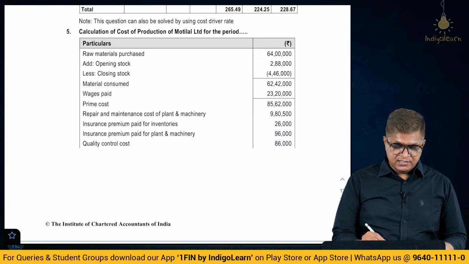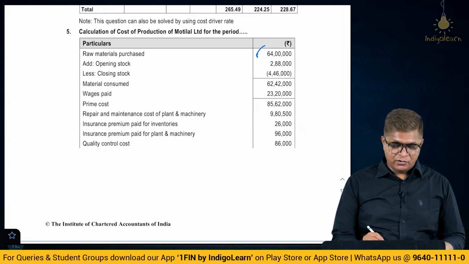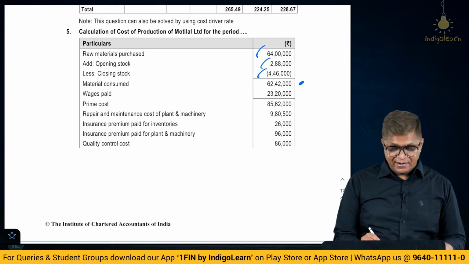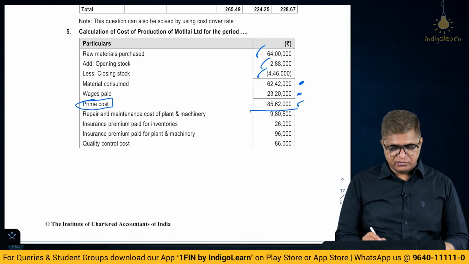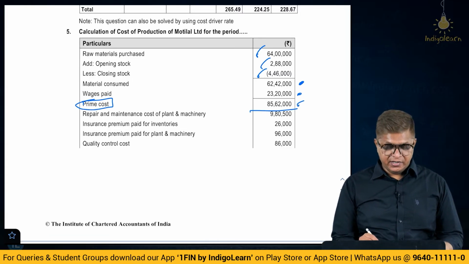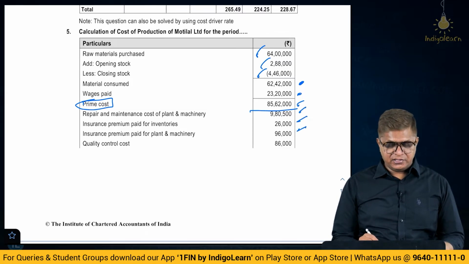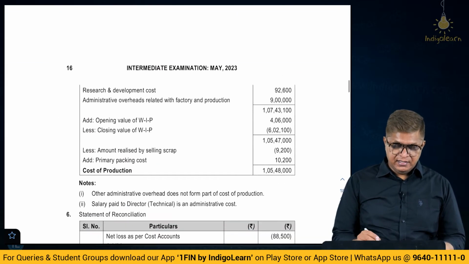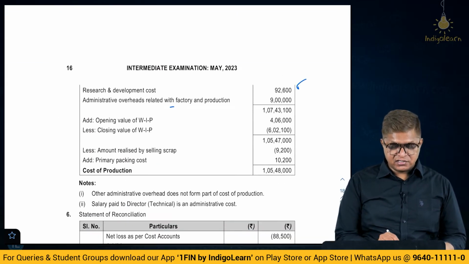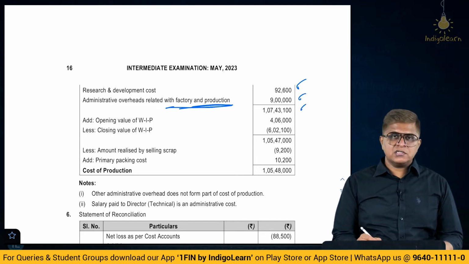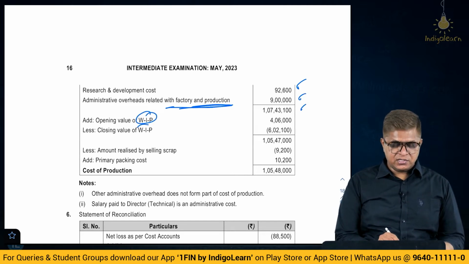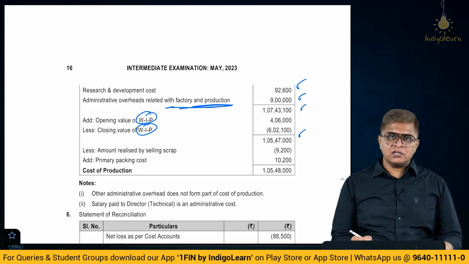So as we discussed, raw materials purchased, add opening stock less closing stock, we get the raw material consumed. Add wages, we arrive at the prime cost, which is 85,62,000. Then we go on adding repair and maintenance to plant and machinery, insurance for inventory, insurance for plant and machinery, QC cost, R&D cost, administrative cost related with factory and production. We arrive at the total cost, we adjust for opening WIP and closing WIP, arrive at the total cost.